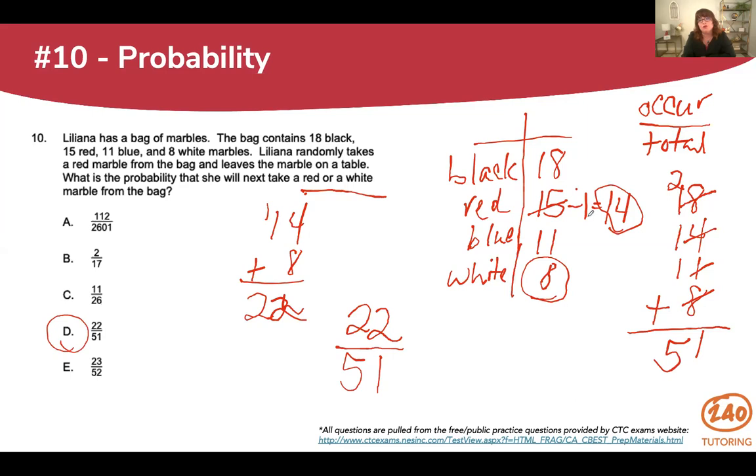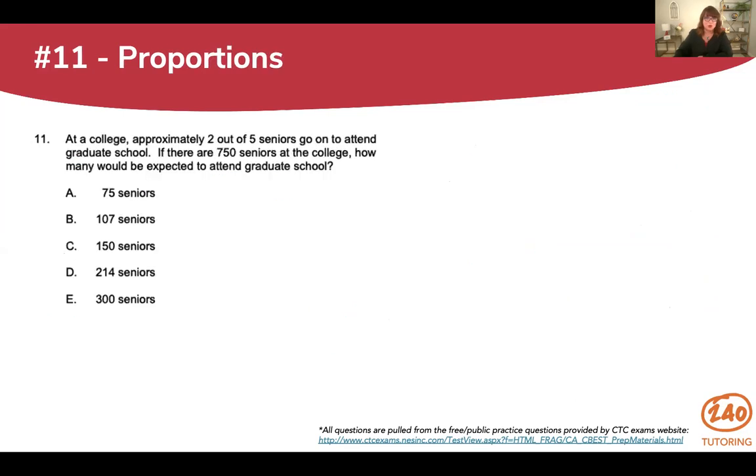Now I want to show you how easy it is to accidentally miss this question. If you forgot to take out that one red, where it talks about she randomly takes a red marble from the bag and leaves it on the table, if you didn't do that, you would have ended up with 23 and 52. And notice that answer choice is there. So this is key that you read carefully. All right, let's go to the next one.